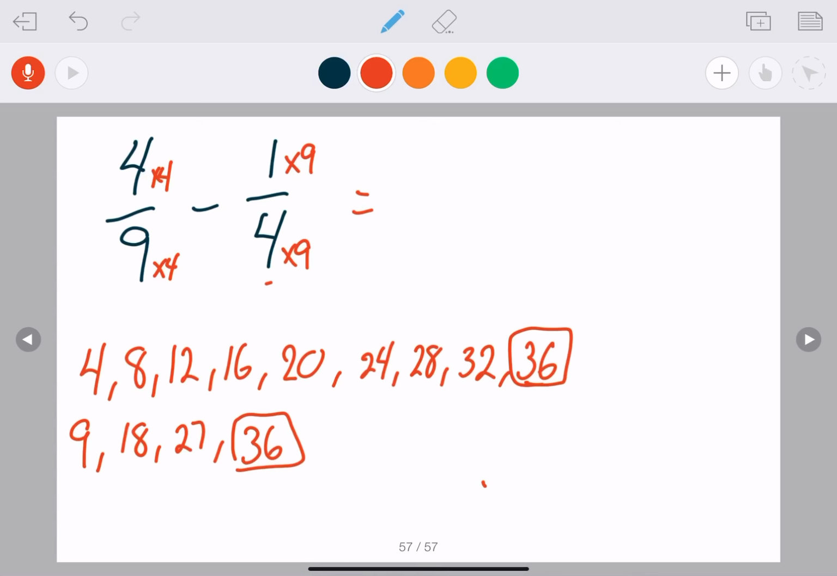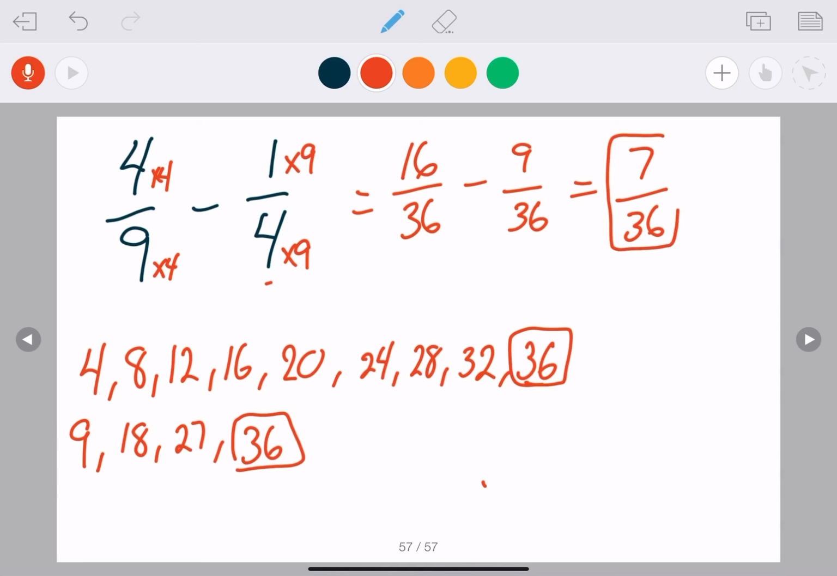So 4 times 4, 16. 9 times 4, 36. I'm doing a subtraction. Make sure you pay attention to the sign. 1 times 9 gives me 9. 4 times 9 gives me 36. I now have the same denominators, and I simply just have to subtract the top. So 16 take away 9 gives me 7, and the bottom is 36.